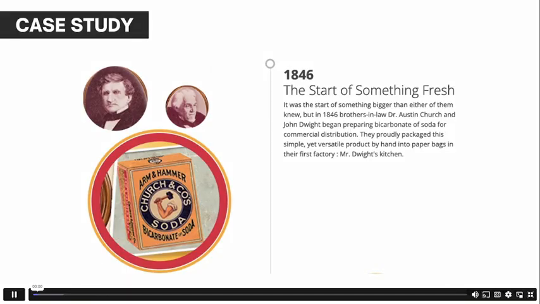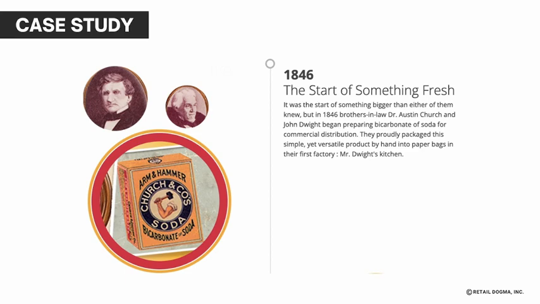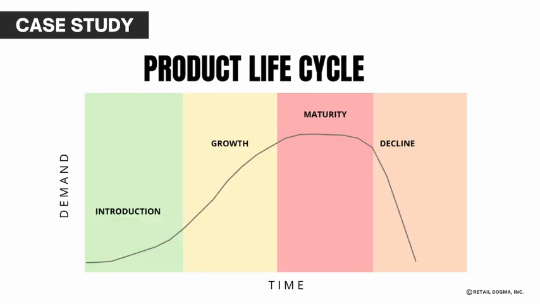In 1846, Arm & Hammer began preparing bicarbonate of soda for commercial distribution. At this time, the product was used only for baking, and hence the name baking soda. The product was very successful, and the company was booming. However, most products have a life cycle, and eventually the demand starts declining, which is what started to happen for Arm & Hammer by the 1960s, when people started going for prepackaged baked goods and baking at home was not as before.